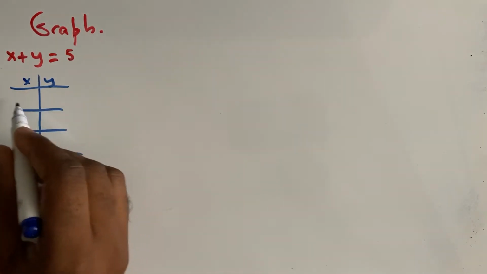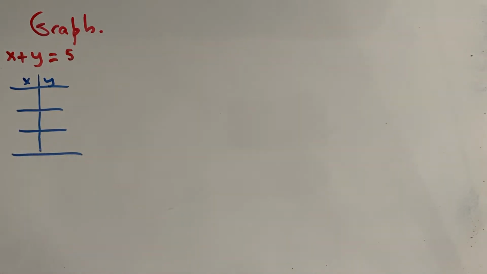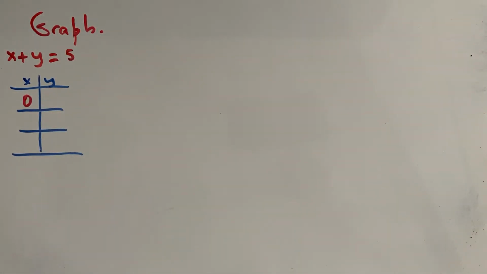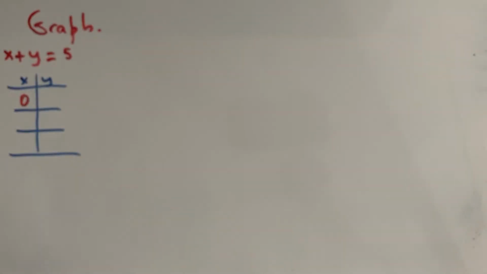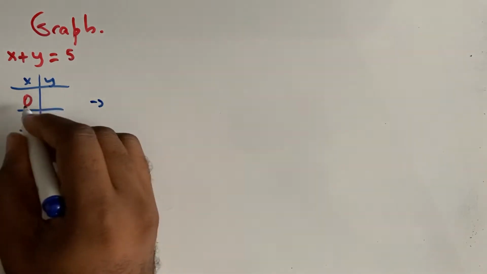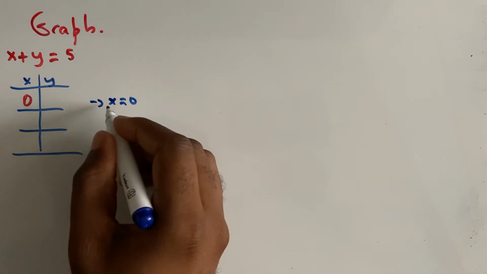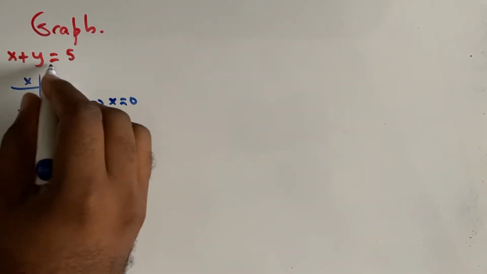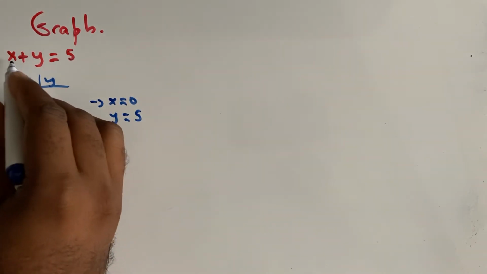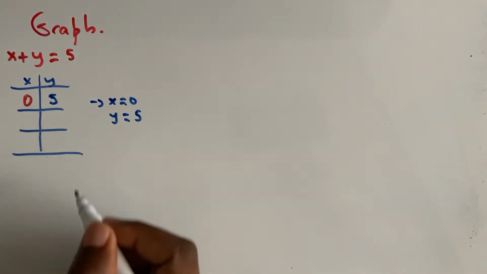For example, for the first point here I could choose 0 for x. So if you choose 0 for x, then you would have to solve for y. To solve for y, you will remember that you just made x 0. So if x is 0, you go back to the original problem, replacing x by its value. So it will be just y equals 5 because x is 0, right? So you have y equals 5, you put 5 here.